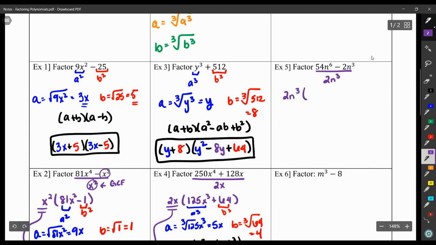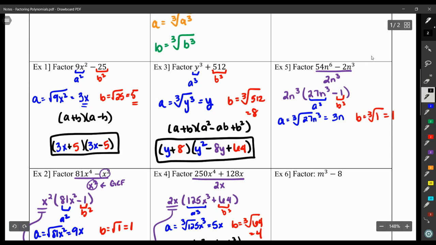So 2n to the 3rd factored out will leave us with 27n to the 3rd minus 1. Now we're going to use the sum or the difference of cubes. Hopefully this is going to be a difference of cubes. So a to the 3rd, so a should be the cube root of 27n to the 3rd, which is 3n, because 3 times 3 times 3 makes 27. This should be b to the 3rd, so b should be the cube root of 1, which is still a 1. 1s are kind of weird.